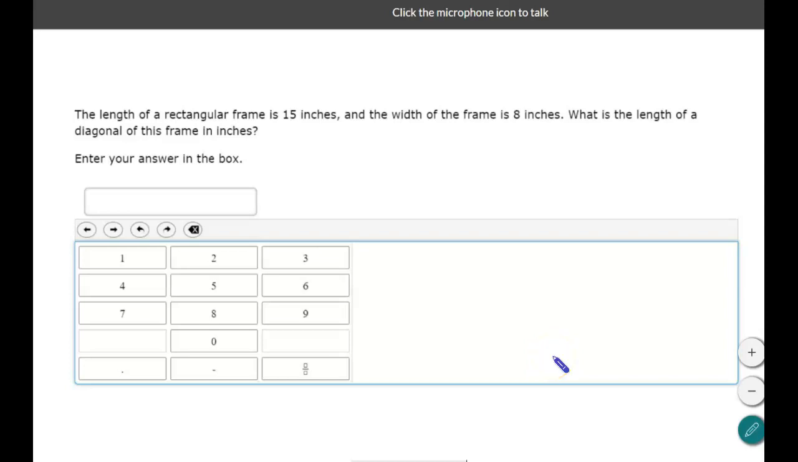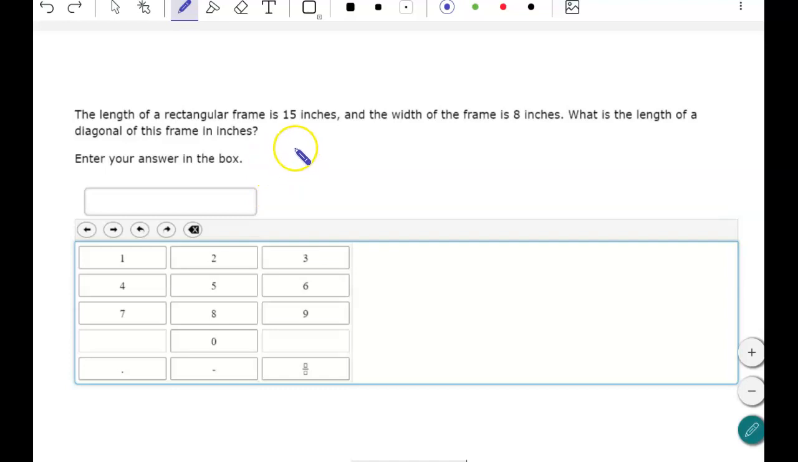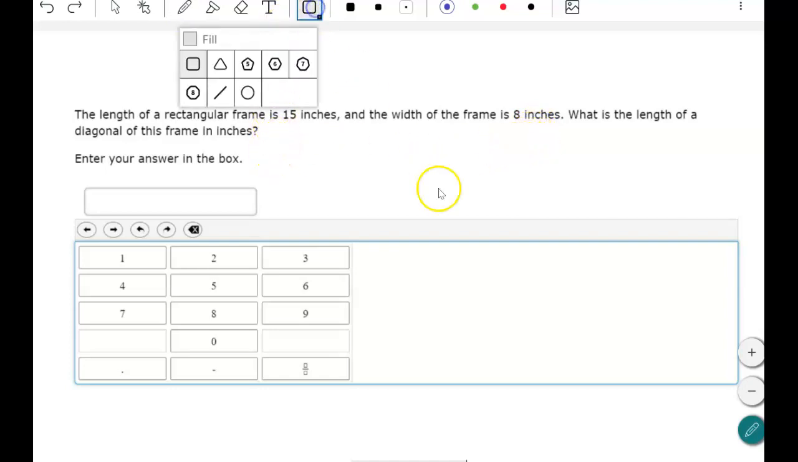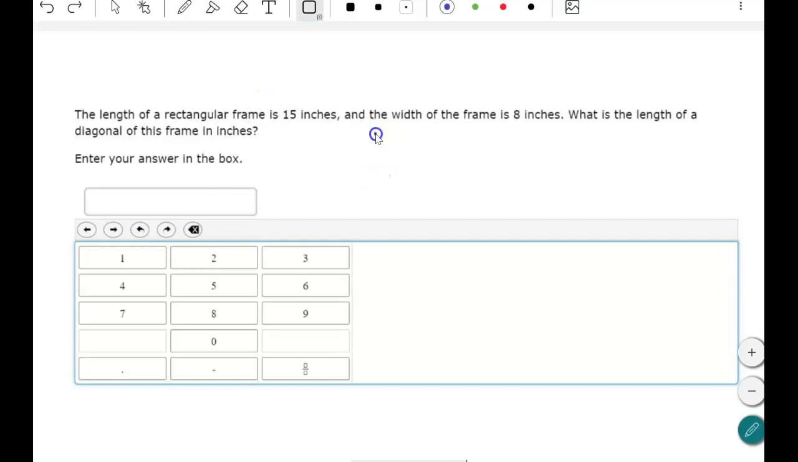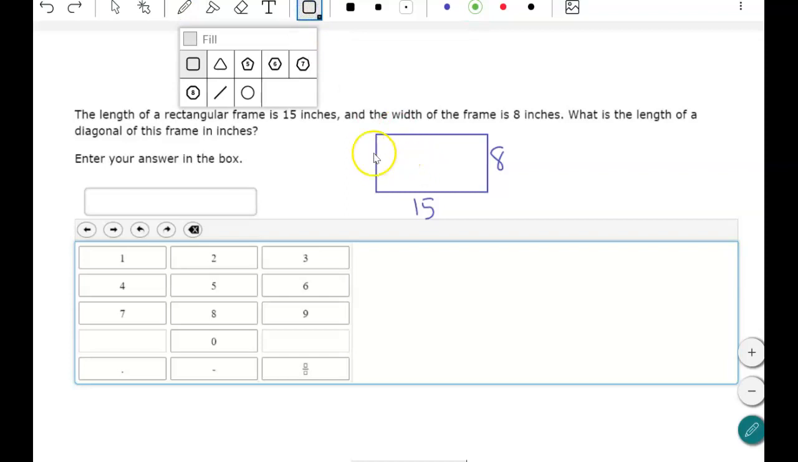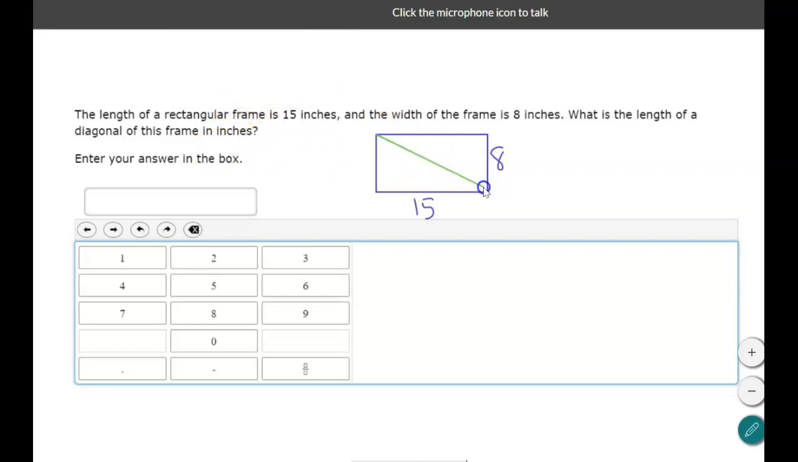Right, so we're going to continue with our new item types for the STAR test. It says the length of a rectangular frame is 15 inches. The width is 8. What is the length of the diagonal of this frame in inches? So let's look. We'll draw a rectangle. What we know is that the length is 15 and the width is 8. And it asks for the length of the diagonal. So we're actually looking for this length here.